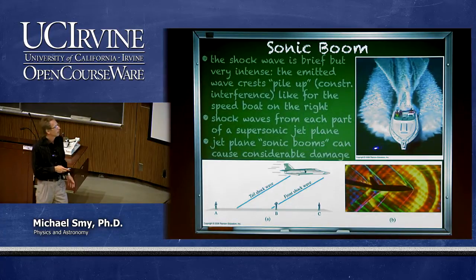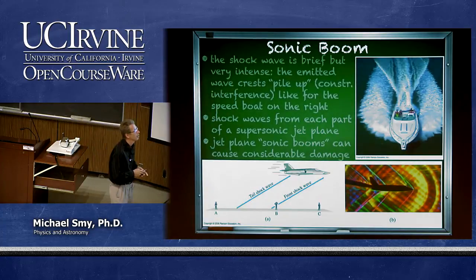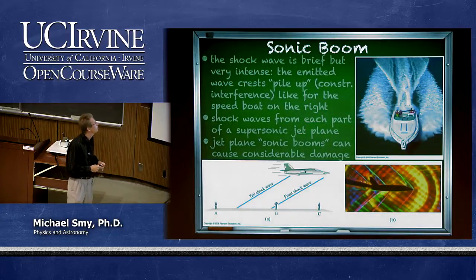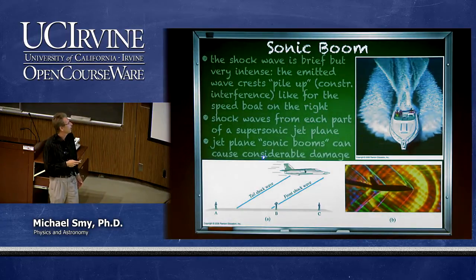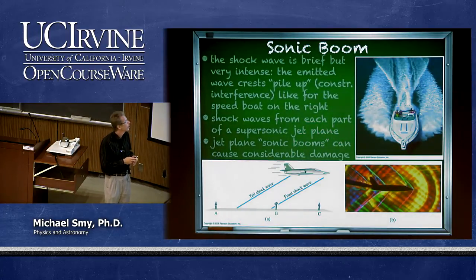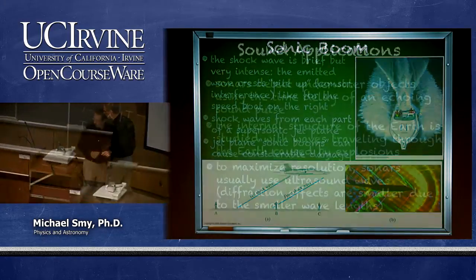Or we can look at water waves and a speedboat. And then the same phenomenon happens. The speedboat, if it goes very fast, passes over the crest of its own wake and then produces a shock wave that moves in a somewhat conical shape away from it. In the case of the jet plane sonic boom, the shock wave, since it's very intense, can cause considerable damage. For example, it can burst windows.